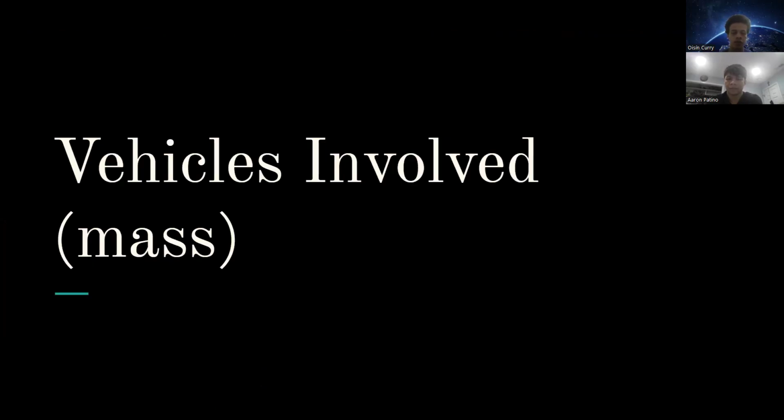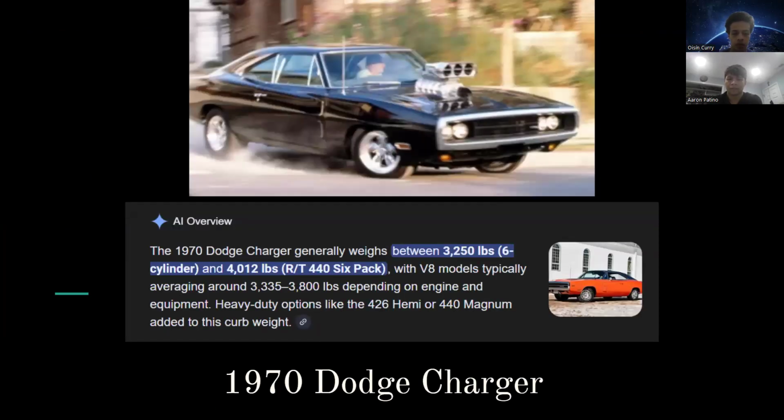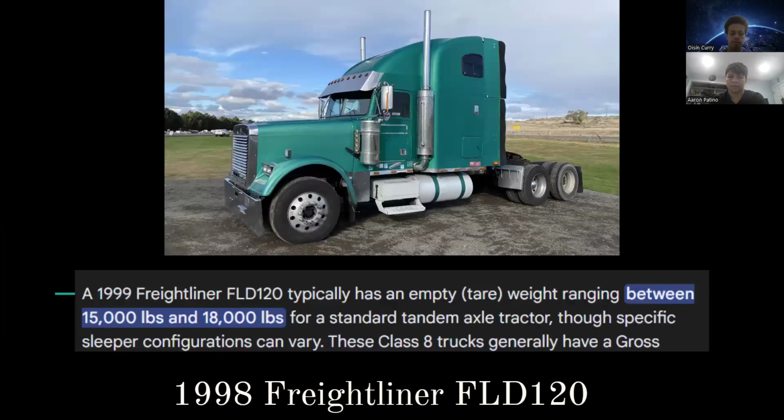The vehicles involved: this is the black car, which flipped in the air. We used 4,012 pounds because that is the model that was used in the filming. This is the truck that was used, and we used 18,000 pounds as the weight.